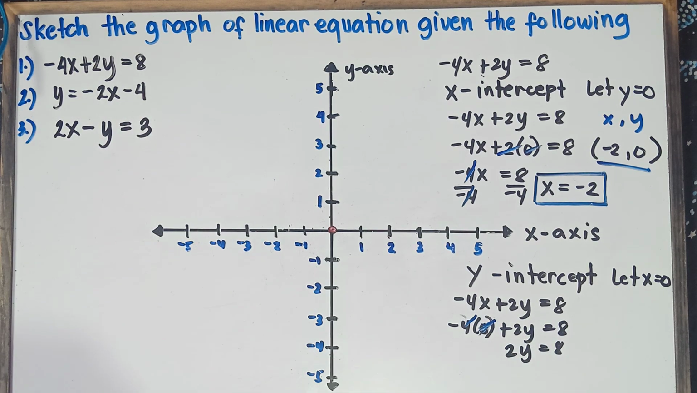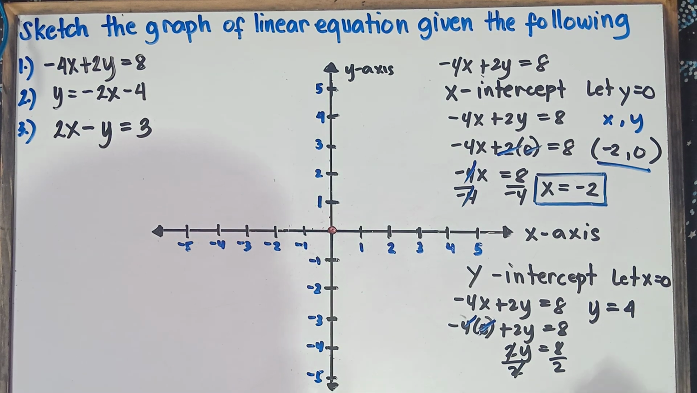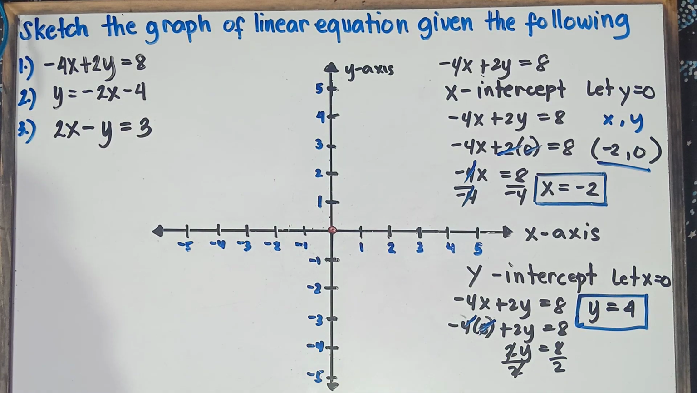And then to get the value of y, simply divide both sides by 2. So our y is equal to 8 divided by 2, that would be equal to 4. And that would be our y-intercept. So the y-intercept is equal to 4.